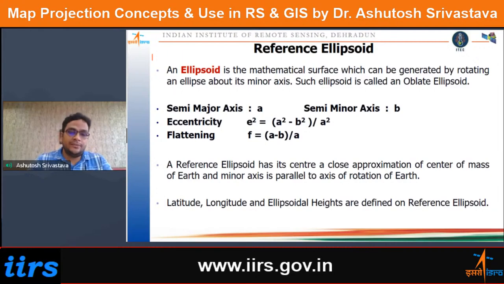Similarly, we have another concept, the flattening coefficient, f equals A minus B divided by A. It is just a ratio between A minus B and A, and it shows the flattening. A reference ellipsoid has its center as a close approximation of the center of mass of the Earth, and its minor axis is parallel to the axis of rotation of the Earth.